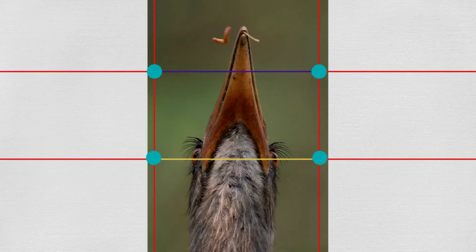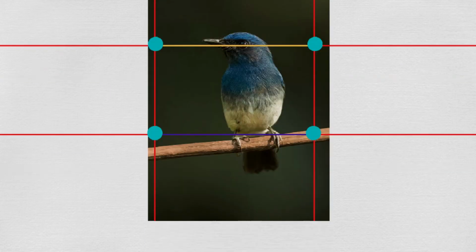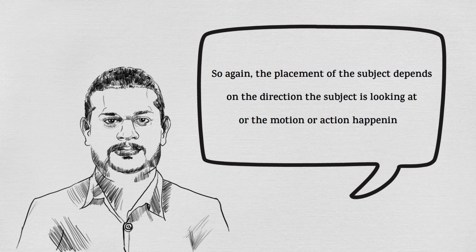For example, in this picture, the subject is looking up, hence you would like to place the subject in such a way that the eyes of the subject or the main feature of the subject is on the bottom 2 placement points. And in this picture, the subject is in the top placement points because the subject is looking not towards the sky. So again, the placement of the subject depends on the direction in which the subject is looking or the motion or action happening.